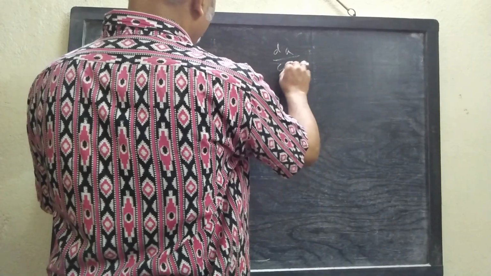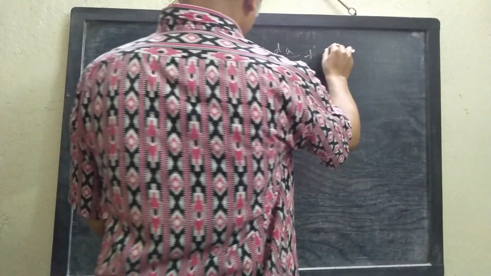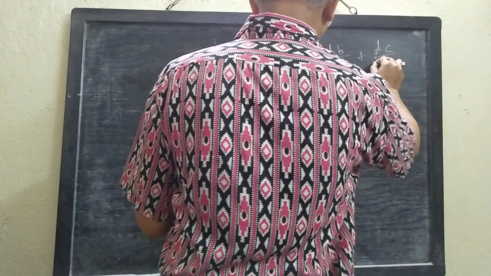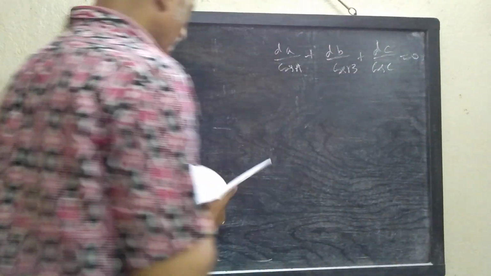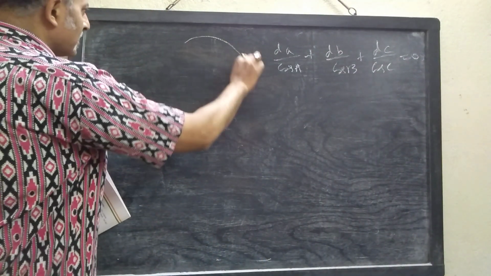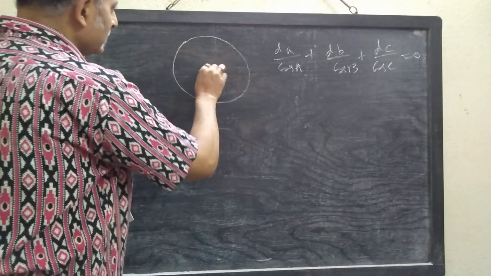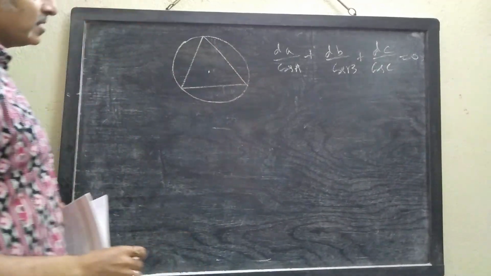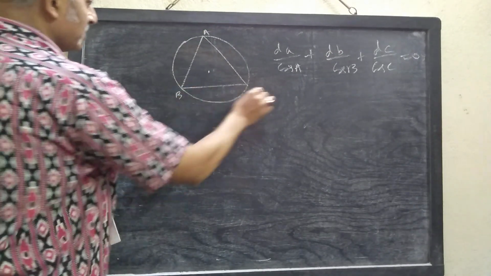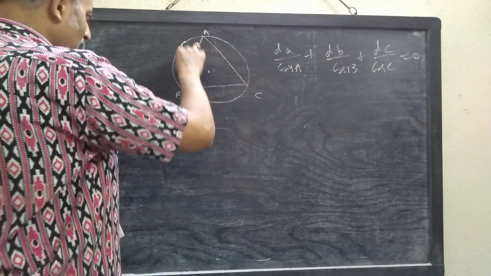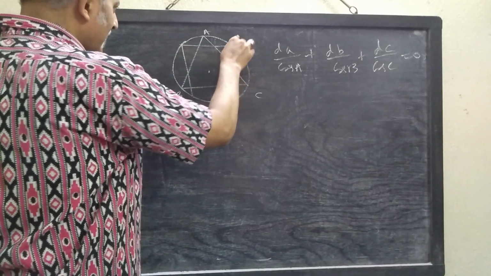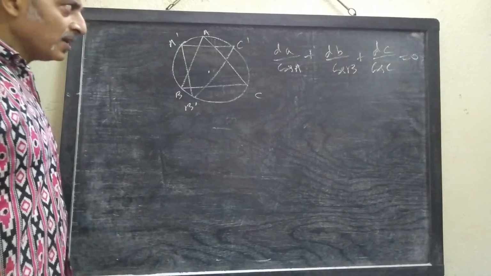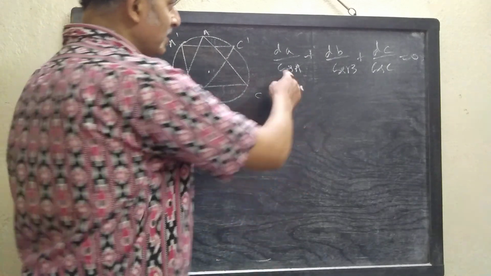da/cos A + db/cos B + dc/cos C = 0. Look, here it is a fixed circle, and triangle ABC is inscribed in this circle. Suppose this is its initial position, and suppose in the changed position the triangle is like this. Say this is A dash, this is B dash, this is C dash. If this happens, then you have to show this.